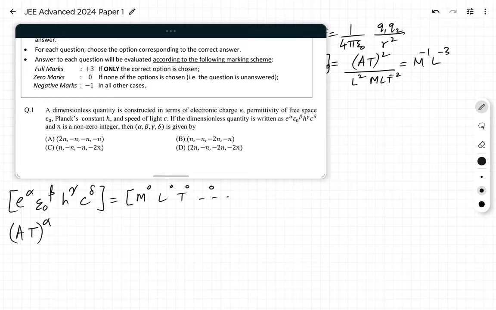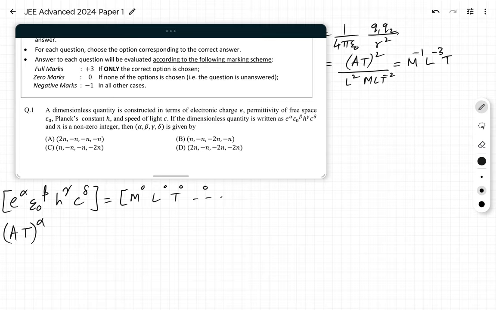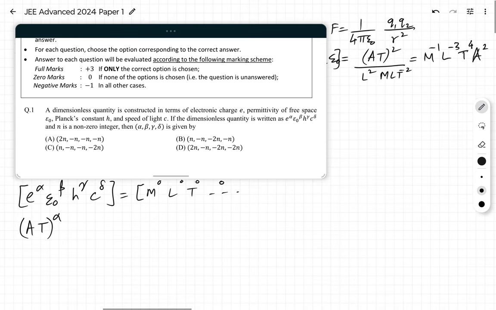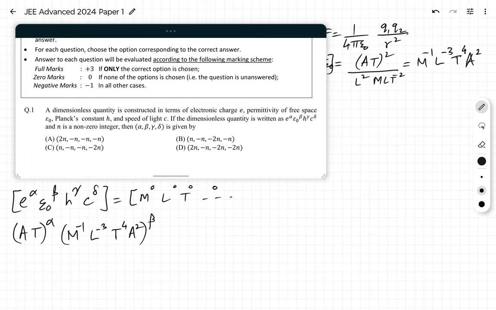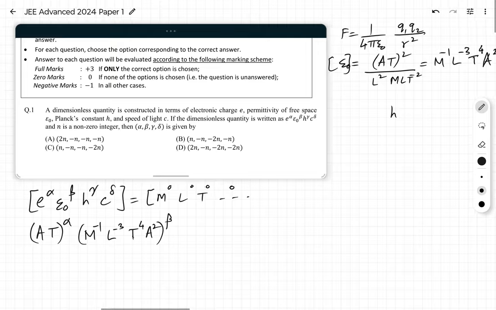to the power minus 1, L to the power minus 3, T to the power 4, A to the power 2. Okay, M, L, T and A. Now the dimensions of epsilon naught would be M minus 1 L minus 3 T 4 A 2, to the power beta. h comes from Planck's formula.